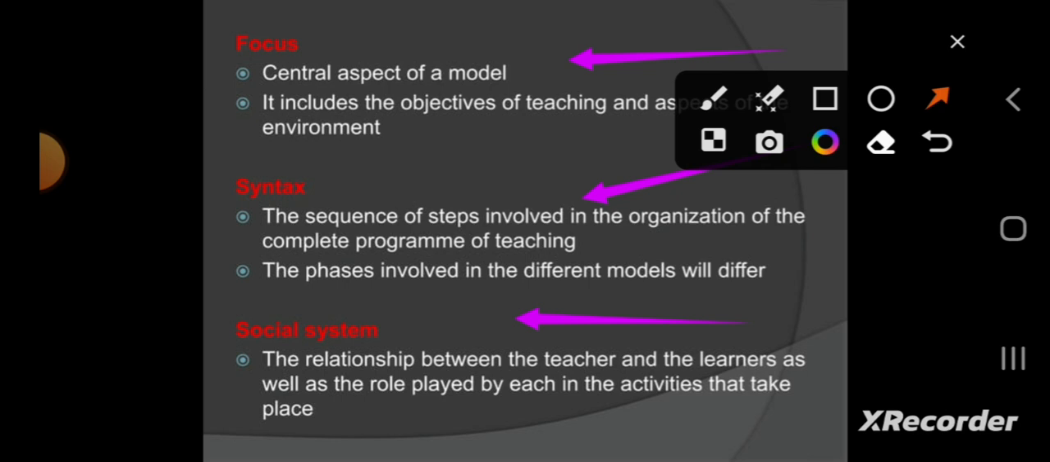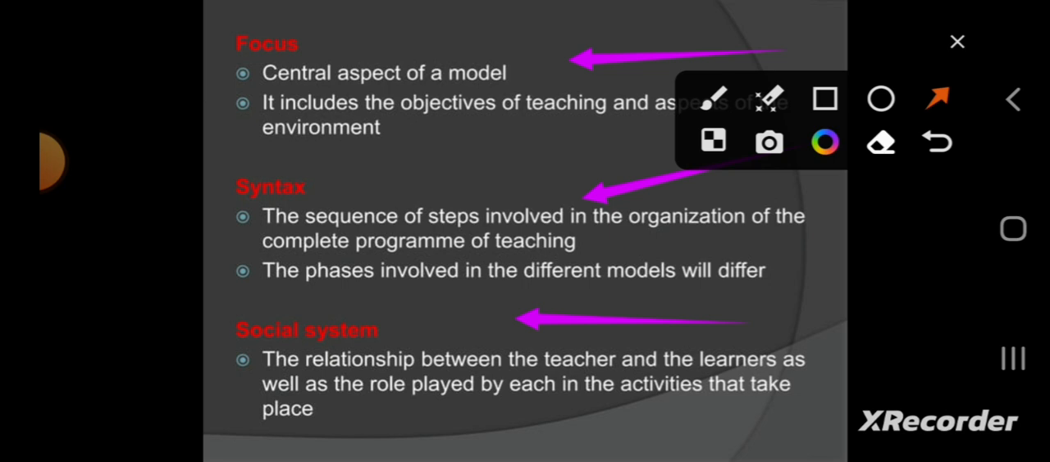Social system. Relationships and roles. The social system component addresses the dynamics between the teacher and learners. It examines how these relationships influence the teaching and learning environment. Teacher-student interaction. How the teacher engages with students, provides guidance, and facilitates learning. Students' role. The role students play in their own learning, including their participation, collaboration, and interaction with peers.